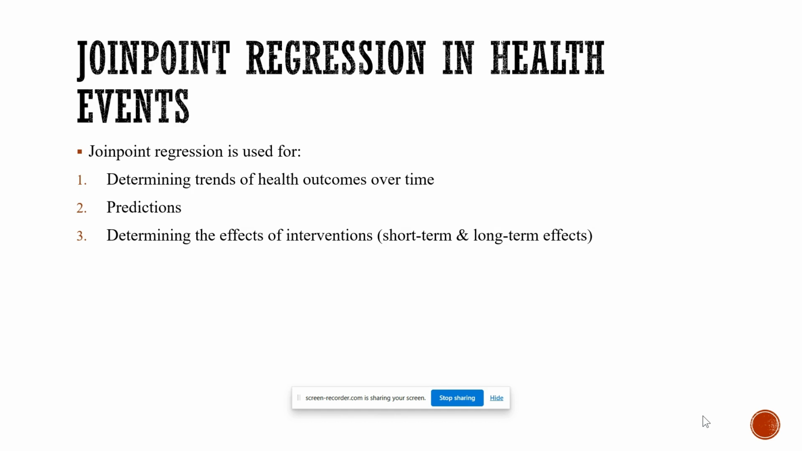Joinpoint regression in health research has been used for the determination of the trends of health outcomes over time, to make predictions, and to determine the effects of the interventions, including short-term and long-term intervention effects. For instance, in quasi-experimental study designs where a policy was implemented and we want to determine if the policy changed the average of that health outcome.